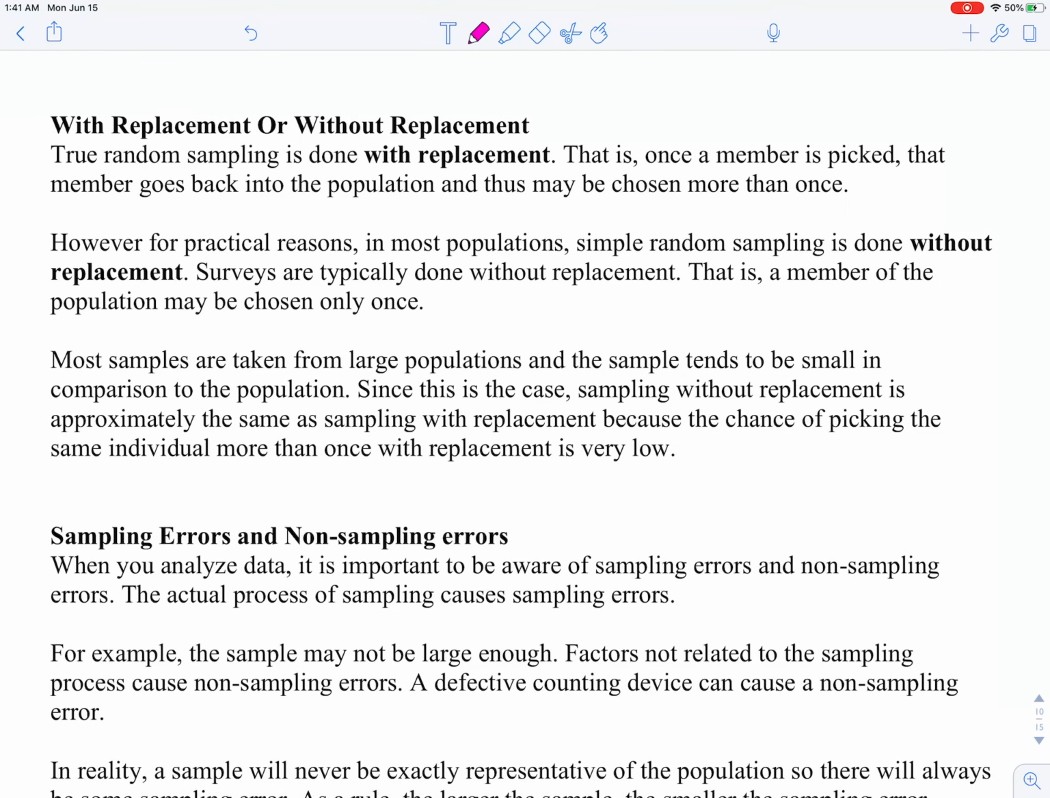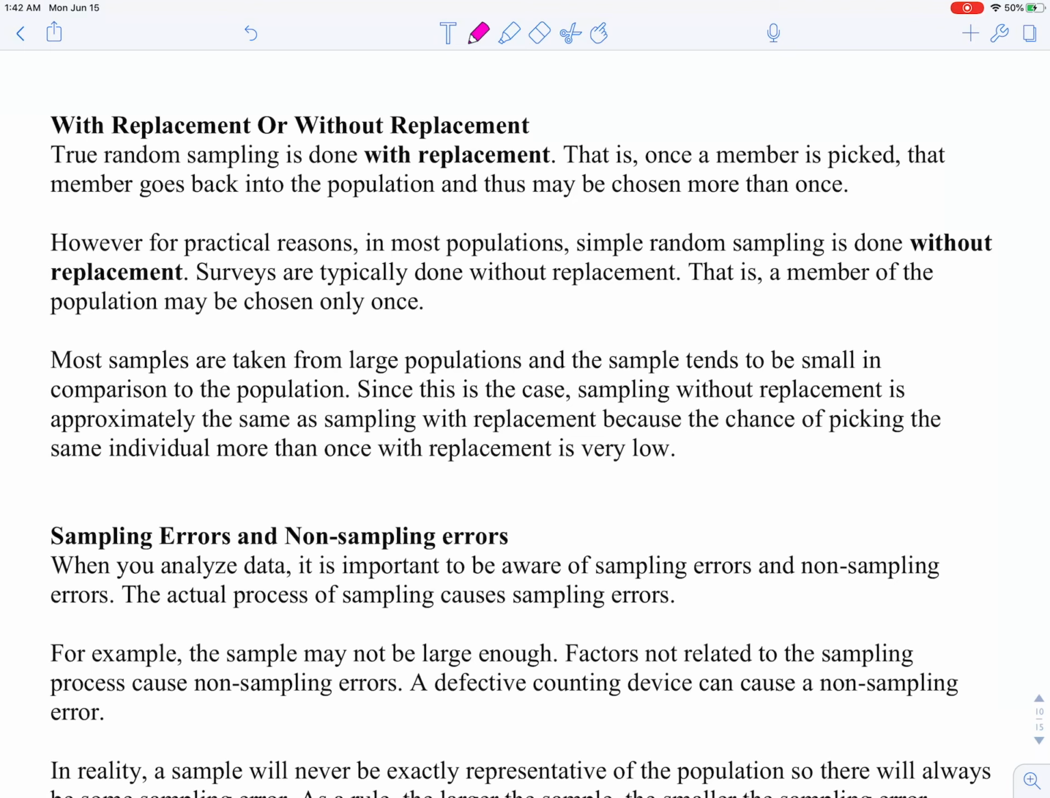All right, some other sampling methods, you'll hear this terminology a lot: with replacement or without replacement. Definitely self-explanatory, right? So true random sampling is done with replacement. That is, once a member is picked, that member goes back into the population and thus may be chosen more than once. So it's like picking a name out of a hat to win a prize. You read the name, person gets a prize, you throw their name back into the hat, and they may get chosen again. Maybe not, but they could.